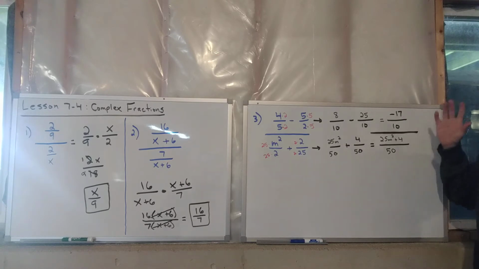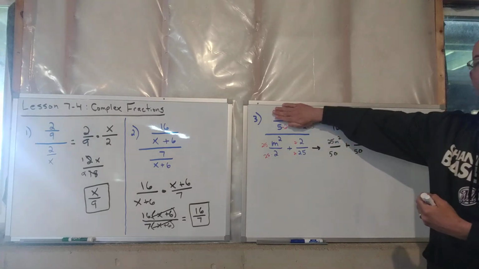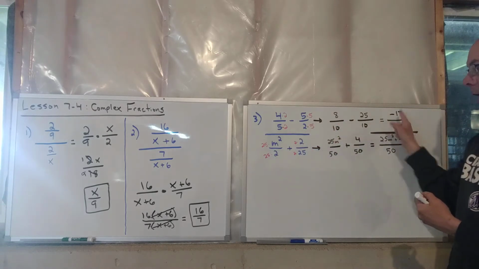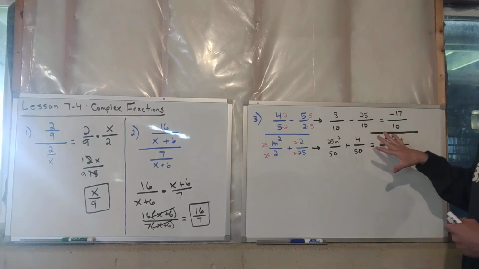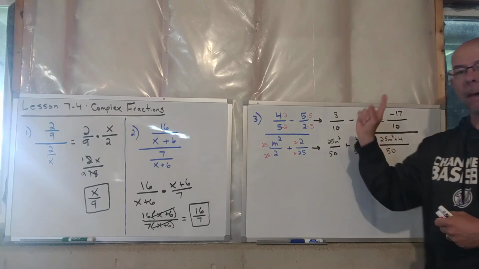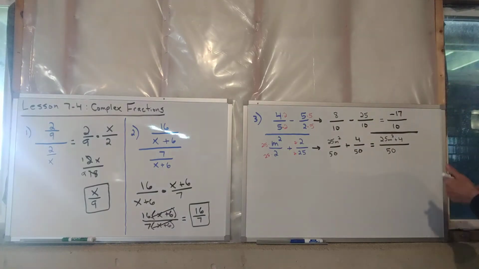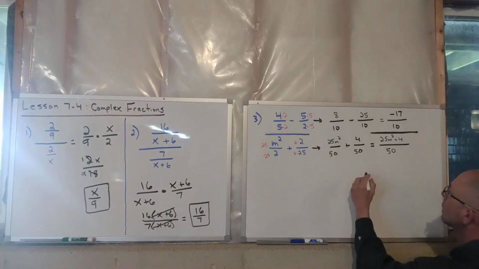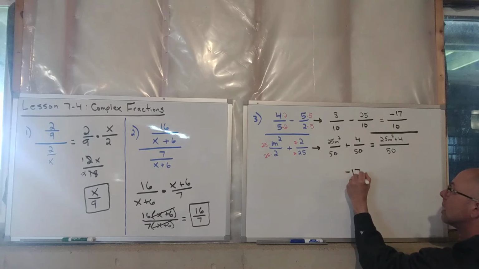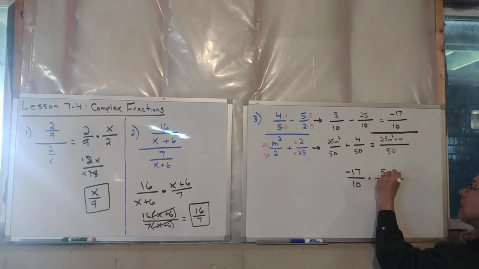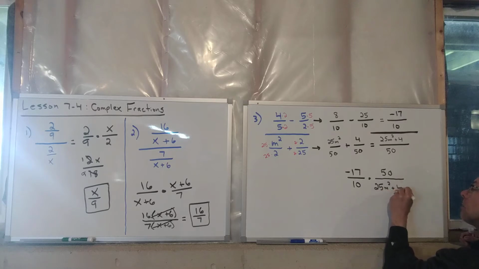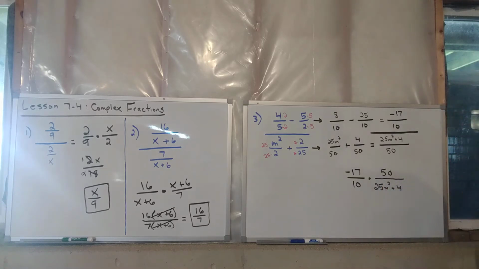And now it's the final question of the three. Like I said, problem 1, get the common denominator, subtract. Problem 2, get the common denominator, add. Problem 3, do the division, which again means multiply by the reciprocal. So I am going to take negative 17 tenths times 50 over 25m squared plus 4. And I'm going to do that multiplication.